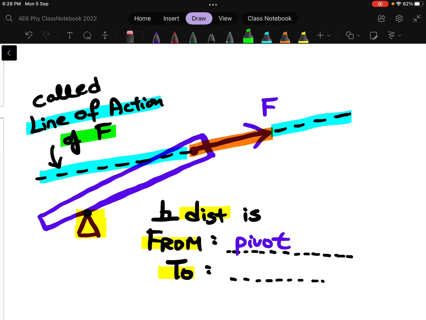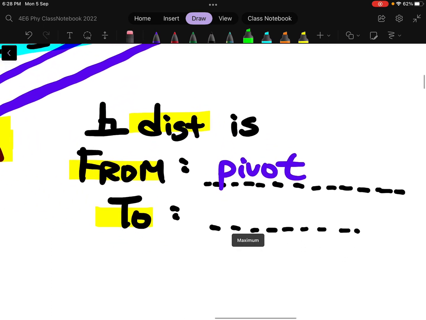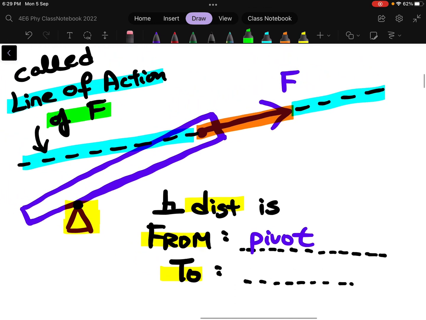So now I have this definition: the distance is measured from the pivot, and it is measured to where? This is where the pivot is. I will use green. It is measured to the line of action of the force. And this particular distance is not any distance, because if we just say distance measured from, let's say, the pivot to the line of action, it could mean this red color line. But we do not want this red color line. We only want one line, and that line must be perpendicular to the line of action of the force.